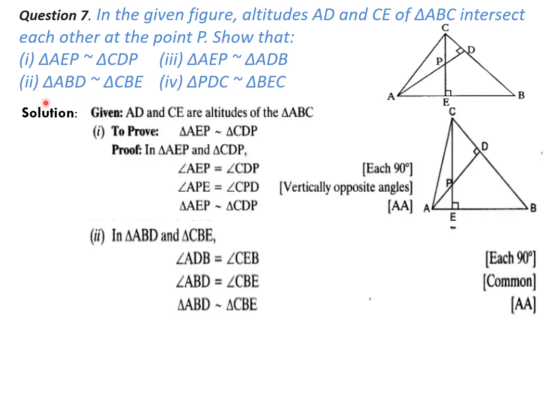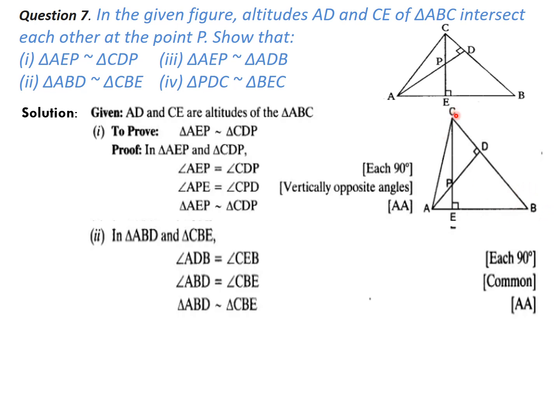In the second part, we have to prove that triangle ABD is similar to triangle CBE. So here, the triangle ABD is this one and CBE is this one. So this is CBE and this is ADB. For both of them, we can see that angle B is common to both of the triangles. So this is one angle which is common, that is equal.